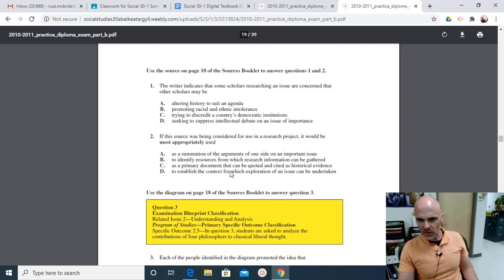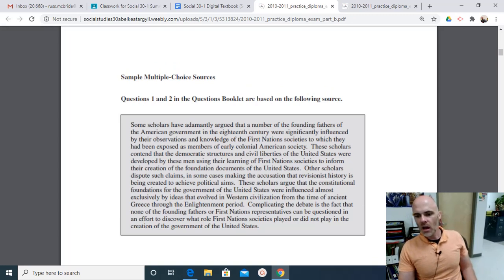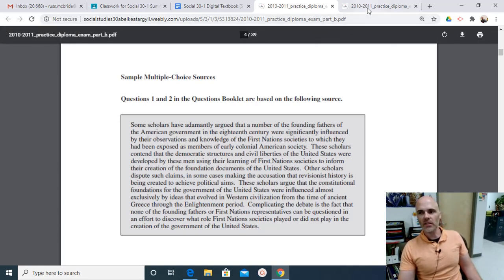To establish the context for which exploration of an issue can be undertaken. Summation of the arguments of one side to establish the context for which exploration of an issue can be undertaken. These scholars argue that the constitutional foundation for the government of the United States was influenced almost exclusively by ideas that evolved in Western civilization from the time of ancient Greece through the Enlightenment period. Complicating the debate is the fact that none of the Founding Fathers or First Nations representatives can be questioned in an effort, so there are no primary people, to discover what role First Nations societies played or did not play in the creation of the government of the United States.